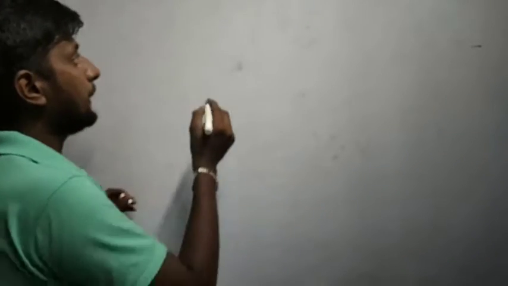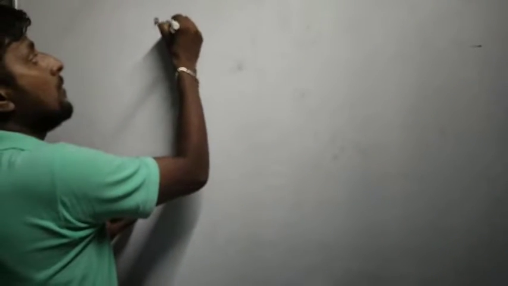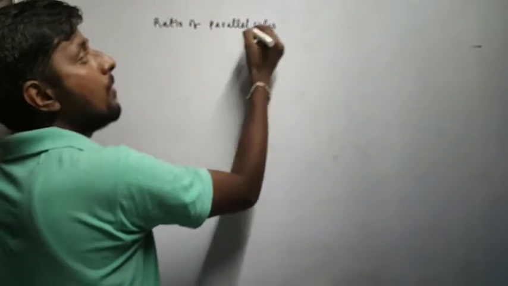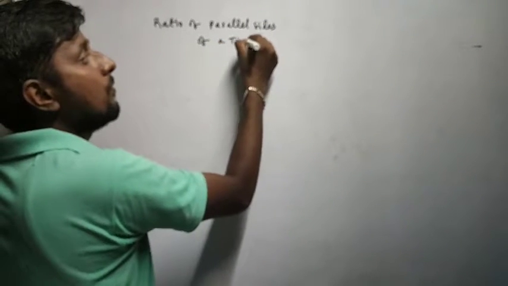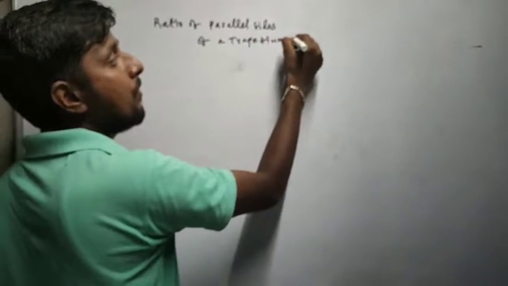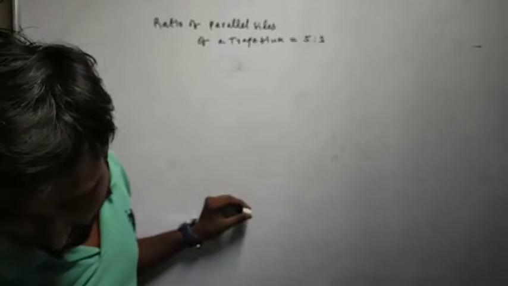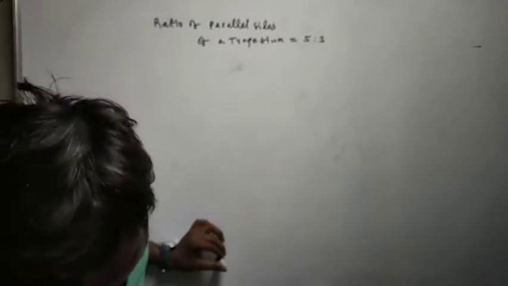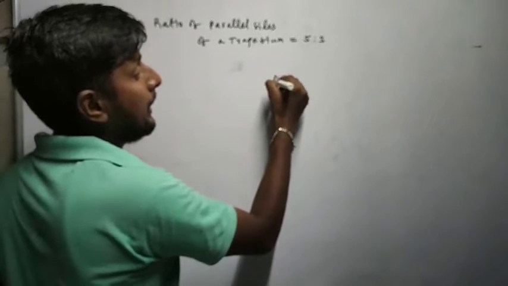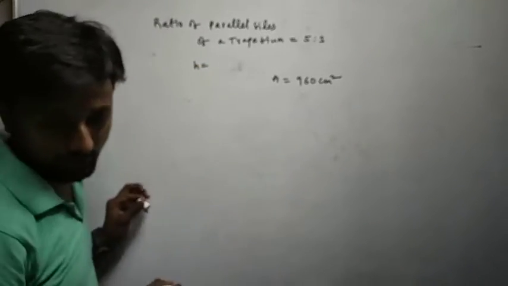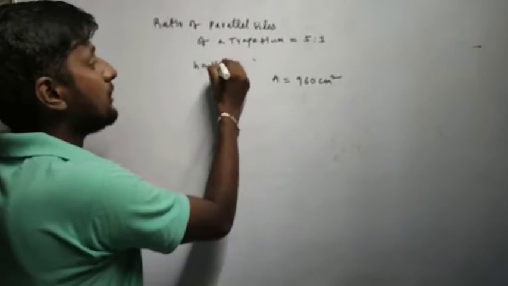Problem number 6. The question is: the ratio of the length of the parallel sides of a trapezium is 5:3. The distance between them is 16 centimeters and the area is 960 centimeters square. The distance we can call the height, right? So height is 16 centimeters.